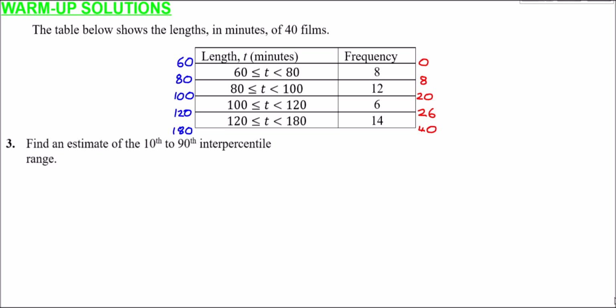So first of all, to find the 10th percentile, we need to find 10% of the total frequency. The total frequency is 40. It says here there's 40 films. So 10% of 40 is obviously 4. Use your calculator if you're half asleep. Anyway, that tells us that the 10th percentile is going to be the 4th value.